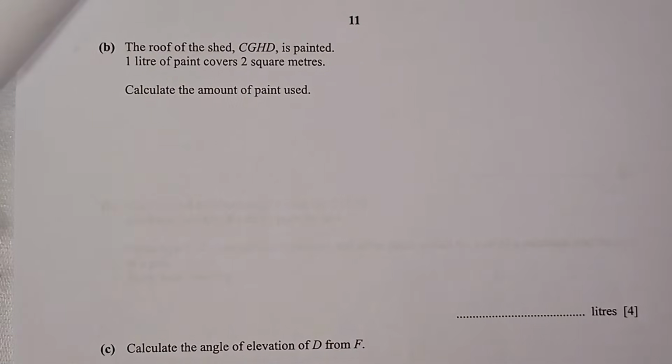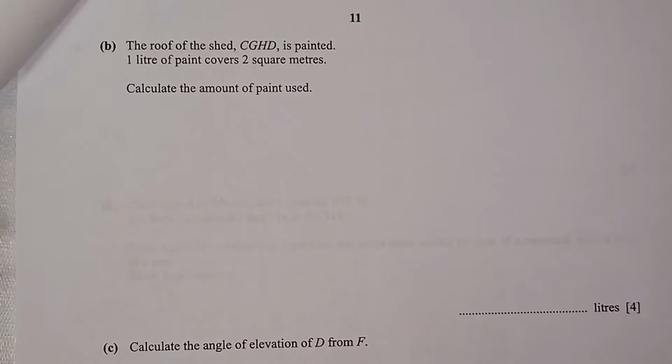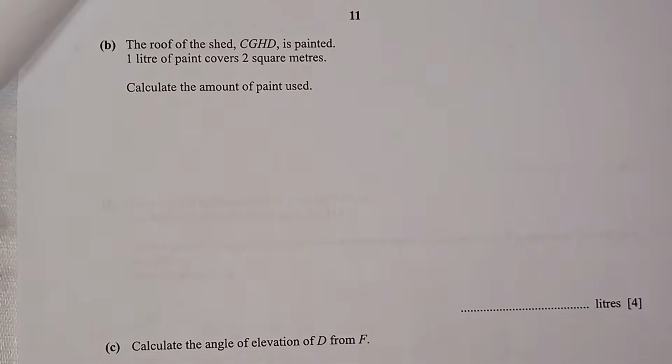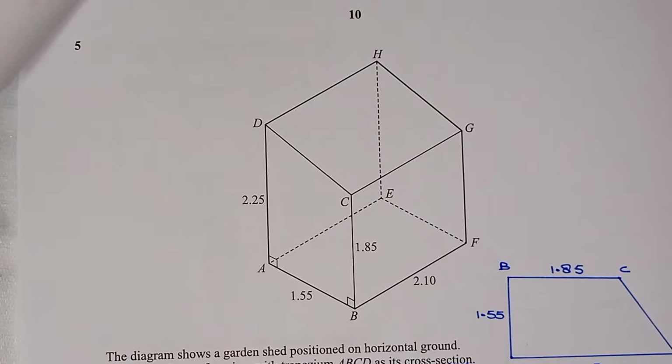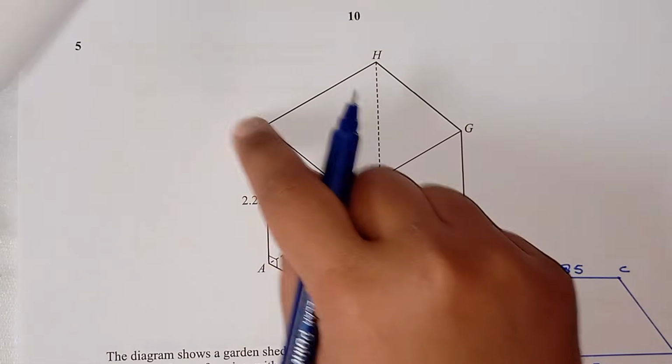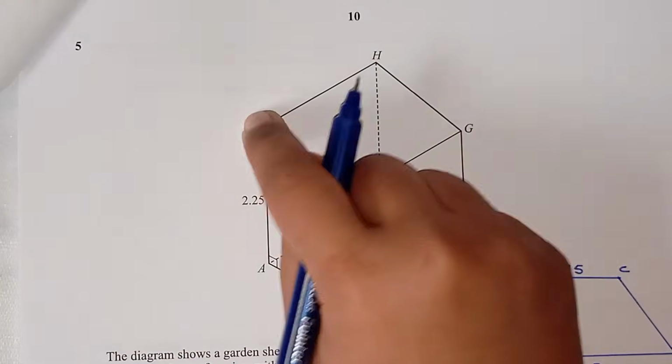Now for part B, the roof of the shed CGHD is painted. 1 liter of paint covers 2 square meters. Calculate the amount of paint used. Let me go back and check the roof. CGHD is the roof, and this is going to be painted.